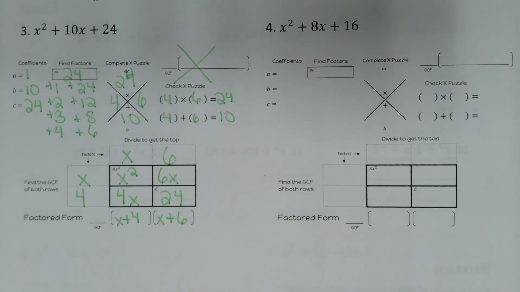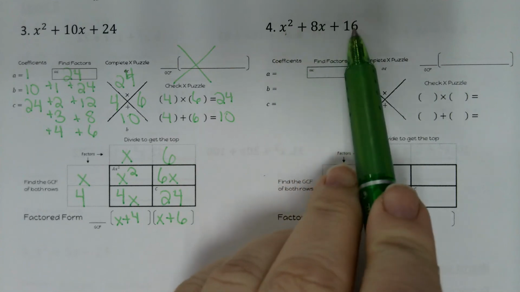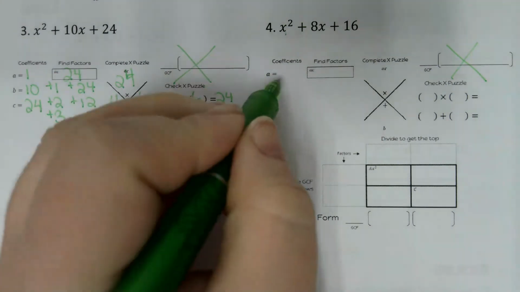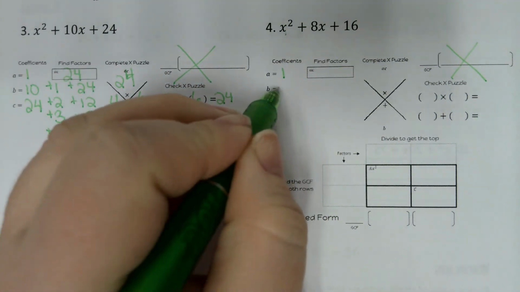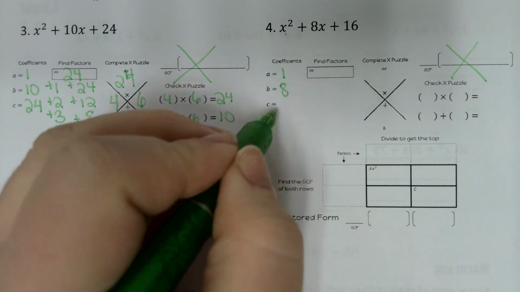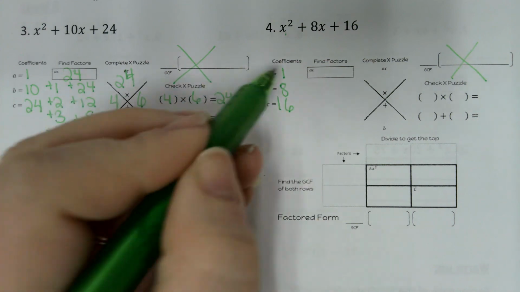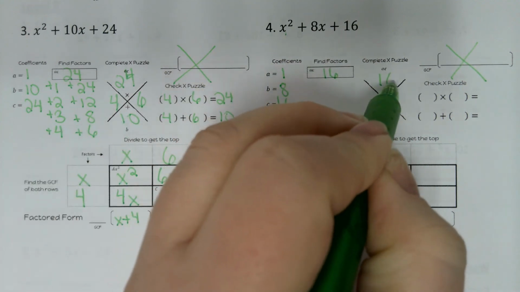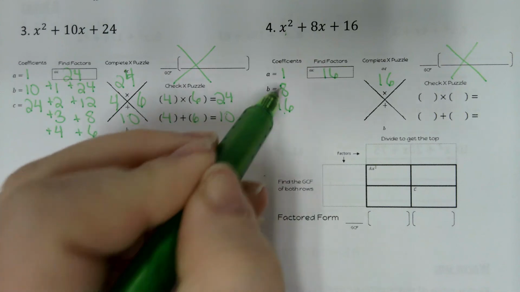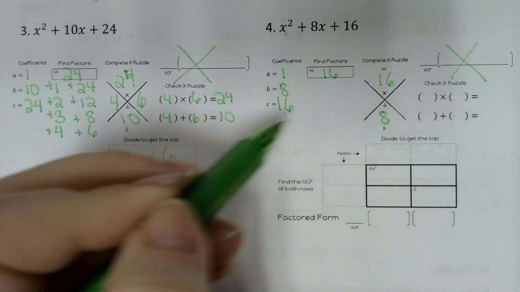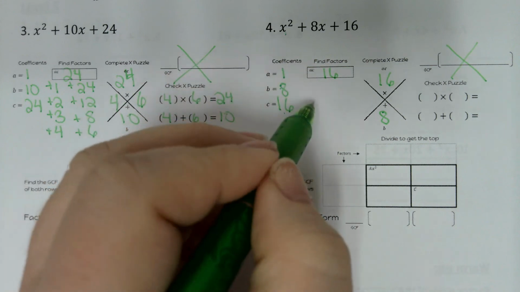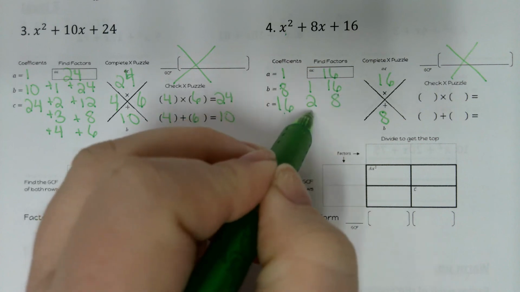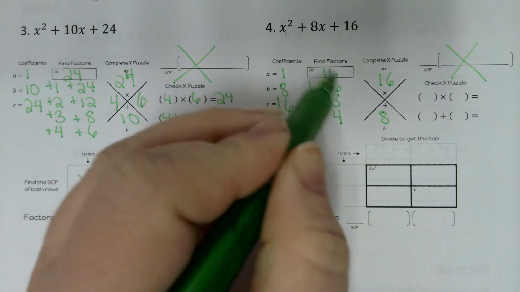Number 4, we first check to see, can I take something out of all the pieces? And I absolutely cannot. So we'll write A as 1, B is 8, C is 16. A times C gives me 16. That means the top of my x will be 16. The B for my bottom of the x is 8. The factors of 16 include 1 and 16, 2 and 8, 4 and 4. Your calculator can help you do these.